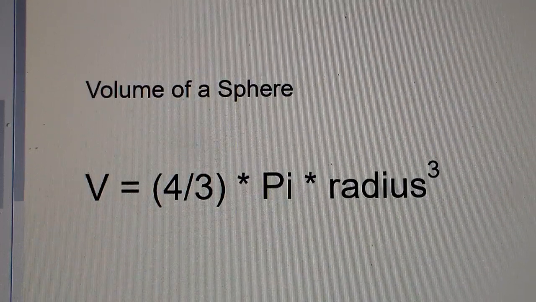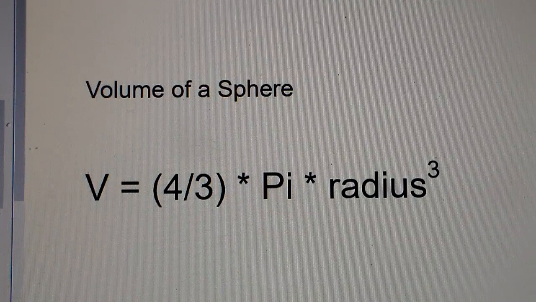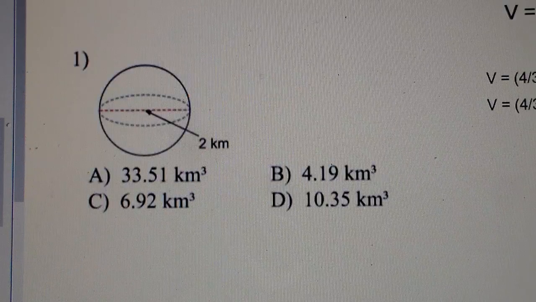Next up is volume of a sphere. So your volume is equal to 4/3 times pi times radius cubed.